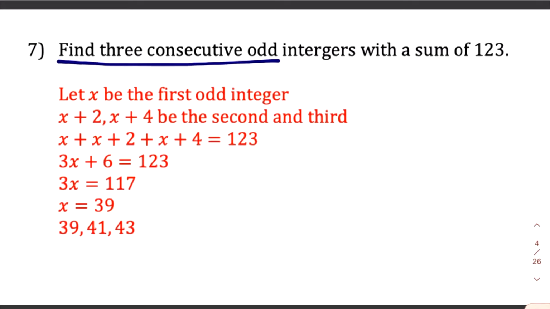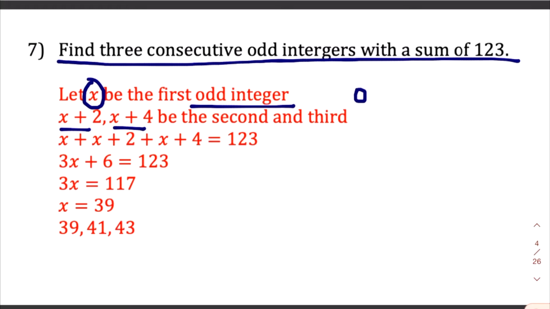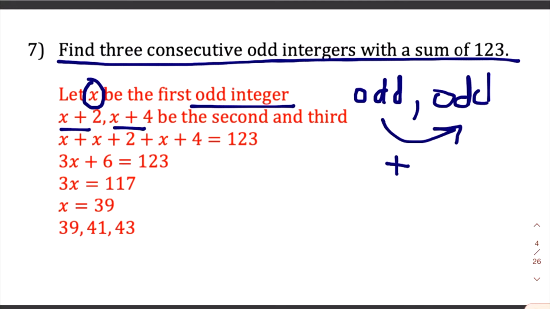Find the 3 consecutive odd integers with the sum of 123. So always call your first one x, and make sure you know it's an odd integer. The other two are x plus 2 and x plus 4, the second and the third. Remember to go from one odd to another odd. You have here an odd, and the next one that is odd, you have to add 2. If you add 2, you jump from one odd to another odd.